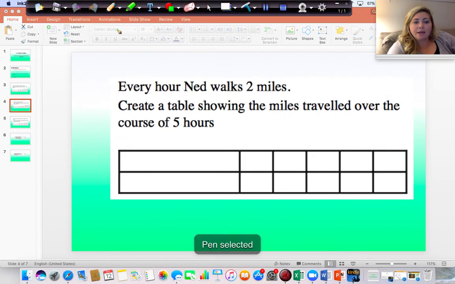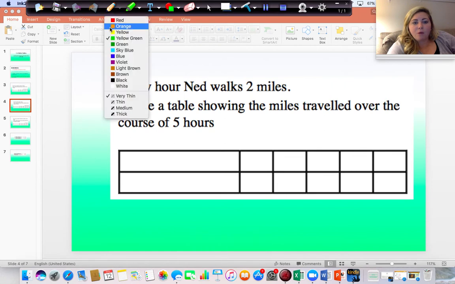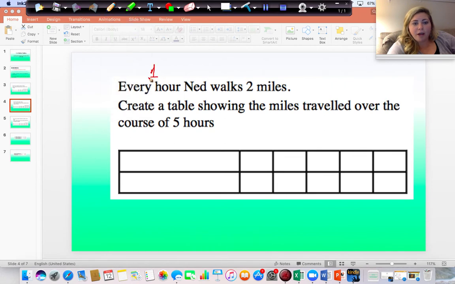Okay, so it says every hour Ned walks 2 miles. So for every 1 hour, Ned walks 2 miles. So we're going to put hours on top. That's our X. And our bottom is miles. And that will be our Y. Okay, so for every 1 hour, he walks 2 miles. And it says create a table showing the miles traveled over the course of 5 hours. So for 1 hour, that's 2 miles. So 2 hours, 1 times 2 gives me 2. So 2 times 2 gives me 4.